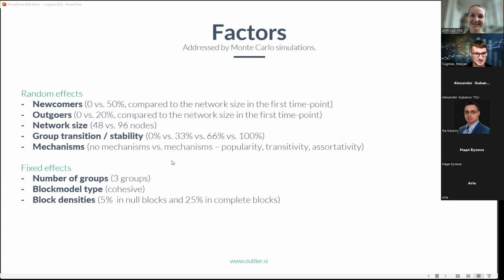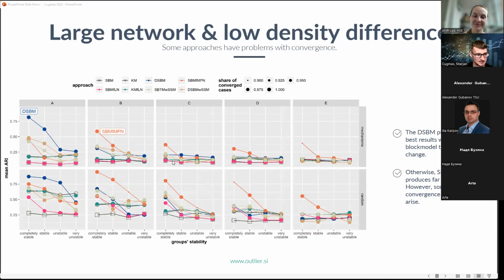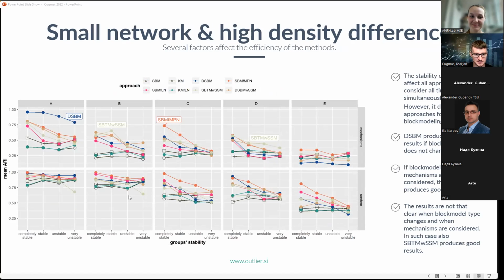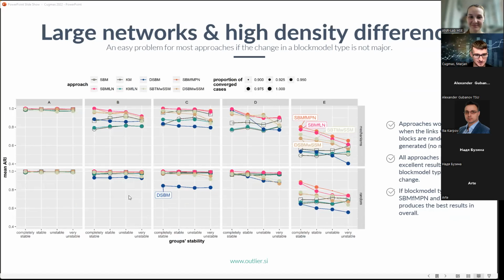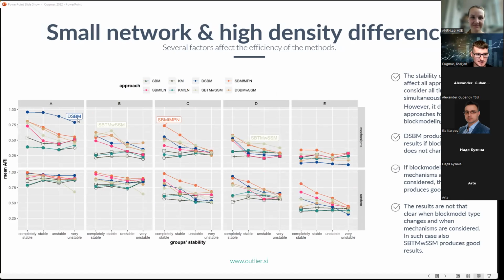I was thinking about this, and what I figured out is that it is either the dynamic stochastic block modeling approach or the stochastic block modeling approach for multipartite networks. I would suggest these two. One of these two is very good, is appropriate. In some cases, also this approach performs quite well.